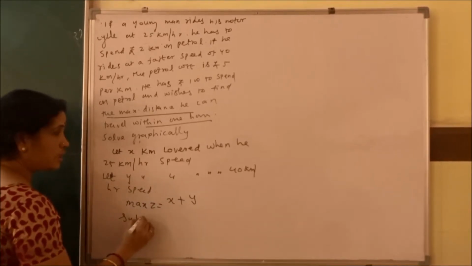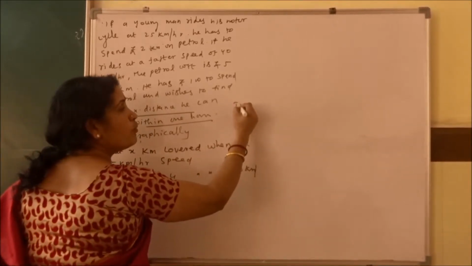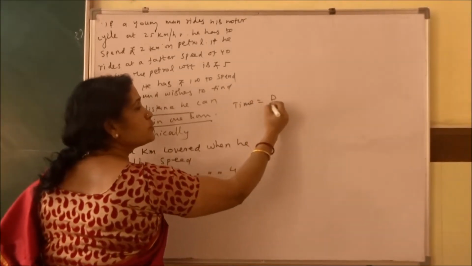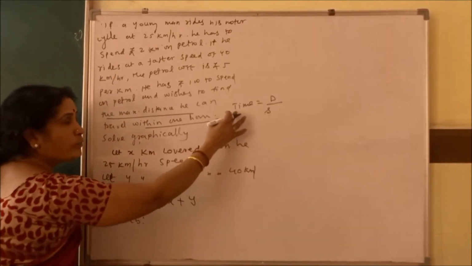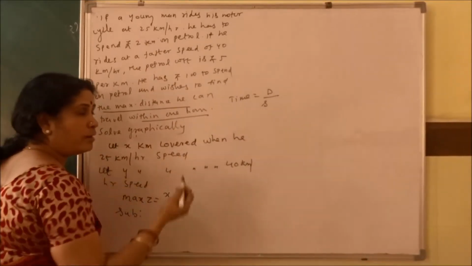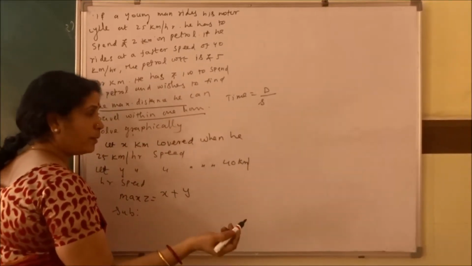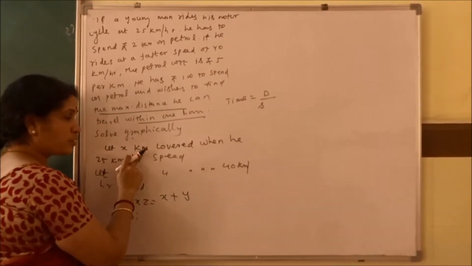Now subject to C. Here they have given time. So you have seen one formula: time equals distance upon speed. Clear? Distance upon speed. Now see, time they have given, so you have to find out the time when he is at 25 kilometers per hour. When he is at 25 kilometers per hour speed, he is covering how many kilometers? X kilometers.